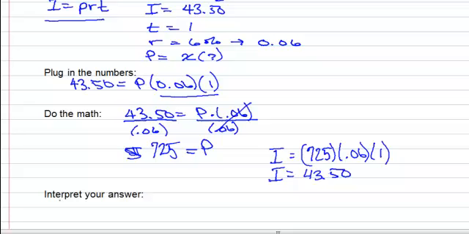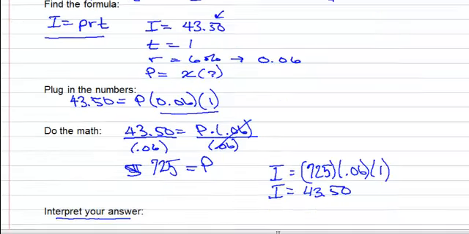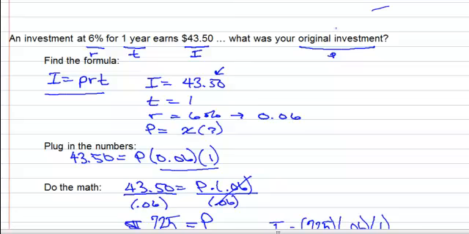Now, the last step that I have here is to interpret your answer. That's one of the last things that we always want to do when we're looking at any word problem. In this case, we go back and we think about what this question asked for. It wanted to know what our original investment was.